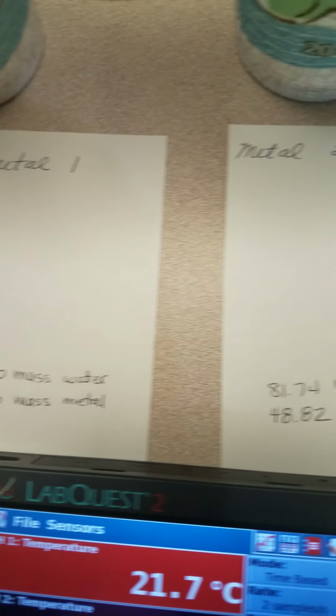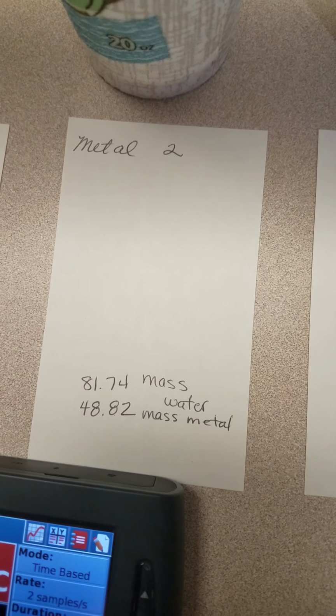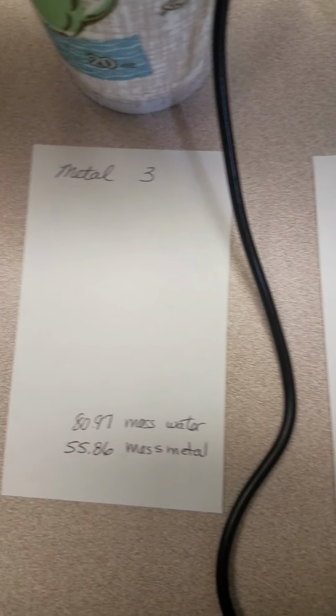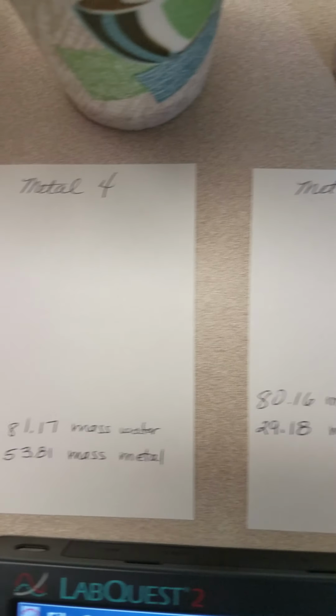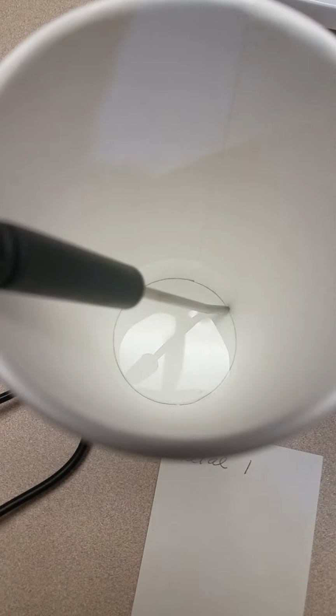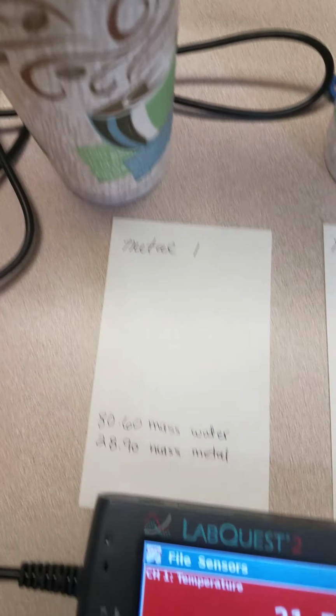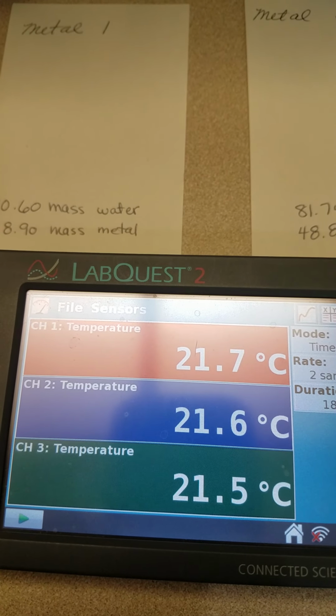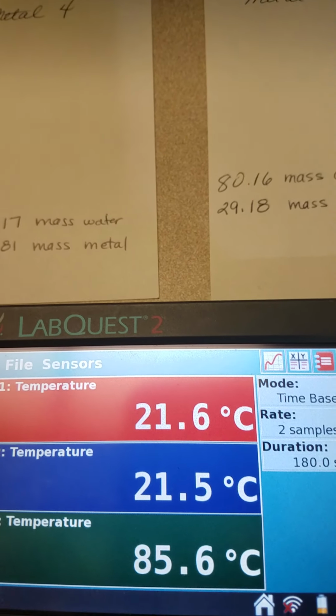So each one of these tells you the mass of the water that is inside of the container and the mass of the metal that's going to be in there in a minute. So right now there's just some water on the bottom of these, right? And we're going to add a piece of metal. These are the water temperatures. 1, 2, and 3. There you go. And the top two are 4 and 5.